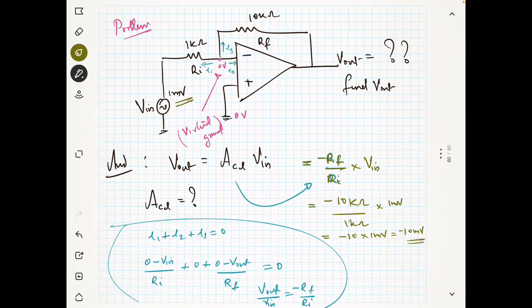This is my output. So what is my gain? My gain in the closed loop, that is ACL, is equal to minus 10. That's what. This is my gain. So I hope this problem is very clear to you.